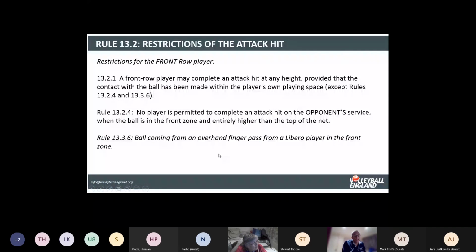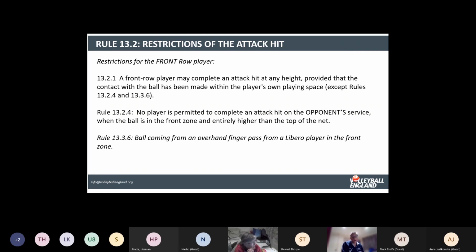So, restrictions of the attack hit. The second part of the rule splits the restrictions between front row players and back row players. So, restrictions for a front row player. A front row player may complete an attack hit at any height, provided that the contact with the ball has been made within the player's own playing space, except rules 13.2.4 and 13.3.6. So 13.2.4 is that no player is permitted to complete an attack hit upon the opponent's service when the ball is in the front zone and entirely higher than the top of the net.